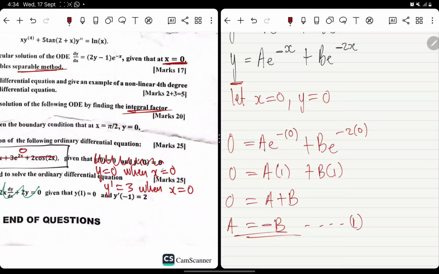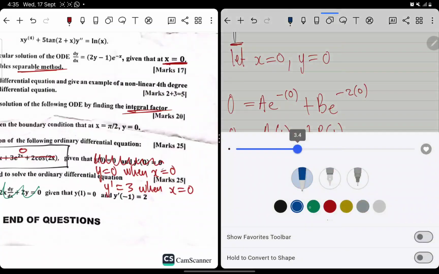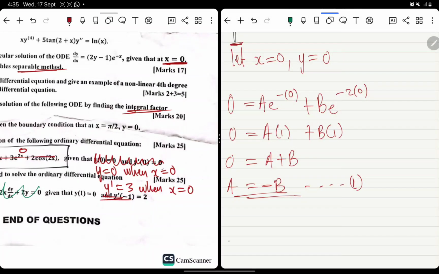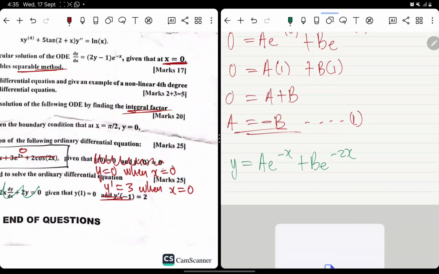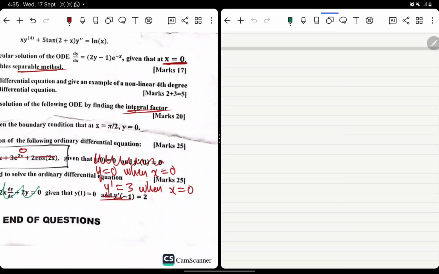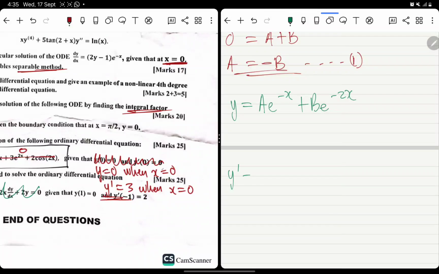Then now we need to find y prime, because the second thing is for y prime, which we do not have. So we write our y again. Y was a e to the -x plus b e to the -2x. Now what we are then going to do is find our y prime. You're going to say y prime will be equal to what? You are differentiating, right? A never goes anywhere.